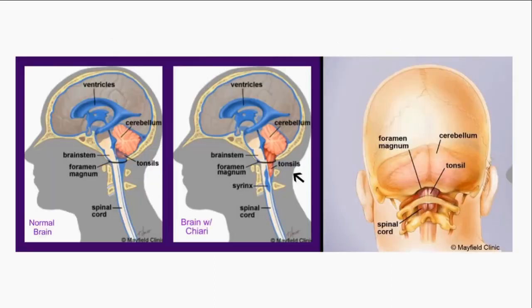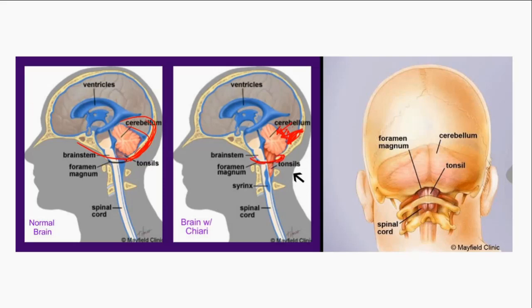So here is what it looks like. So this is a normal posterior cranial fossa here. So let's say that this is the posterior aspect. There's a lot of space for the cerebellum, but maybe the patient was born abnormally, or he has a mass in the posterior aspect, and what that does is that it pushes all of these structures down towards the foramen magnum.